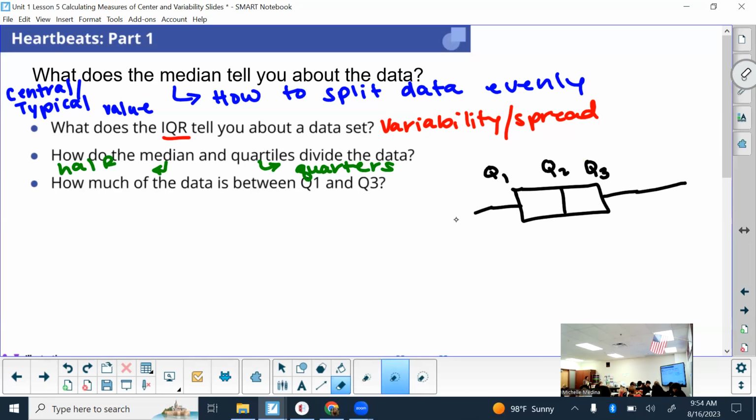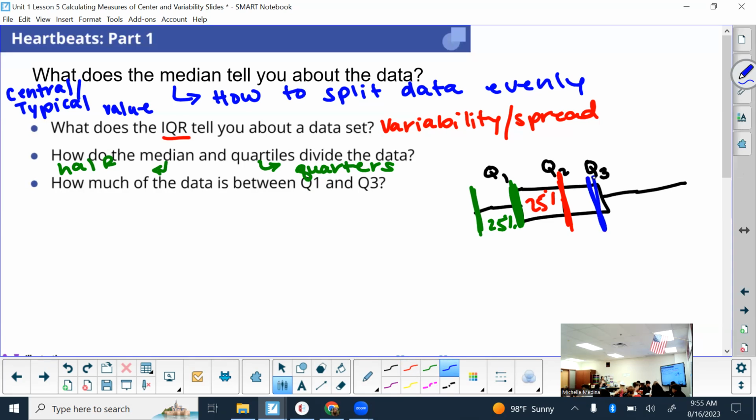And here's how it splits the data. Going from my minimum to my Q1, that's going to be 25% of my data. Going from Q1 to Q2, that's another 25%. Q2 to Q3 is how much percent? Another 25%. And then Q3 to the maximum is what percent? So that'll help you answer the next one if you haven't yet.